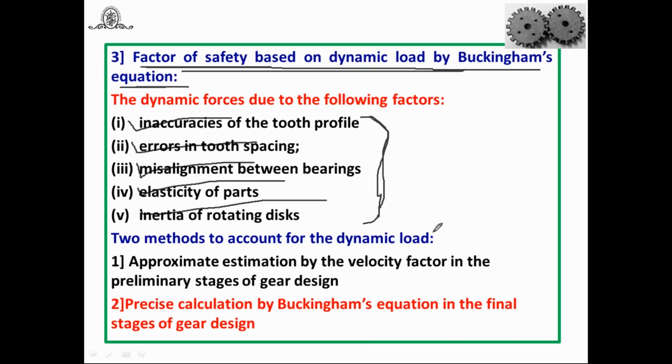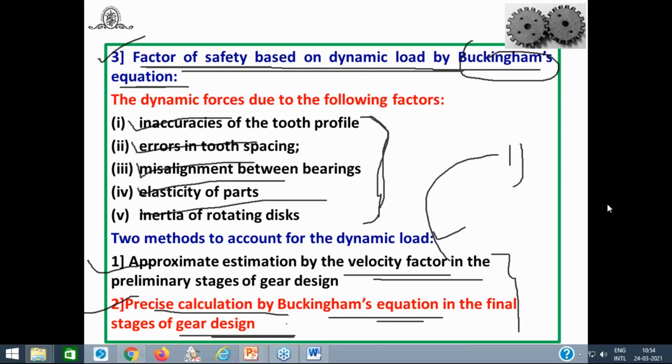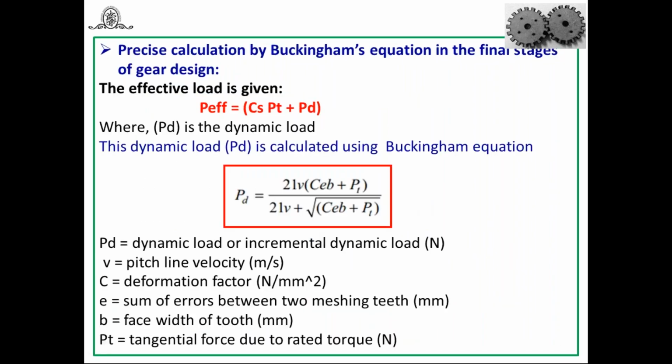But to take into account this dynamic load, we have two options. One is the approximate estimation by velocity factor. We have solved the first bit by using this. The second one is the precise calculation by Buckingham's equation in the final stages of gear design. But here in the third bit, it is asked to find out the FOS based on dynamic load using Buckingham's equation. That means criteria 2 is what you have to use in bit number 3. Try to understand. Now let us use this criteria 2, the precise calculation by Buckingham's equation, to calculate dynamic load.